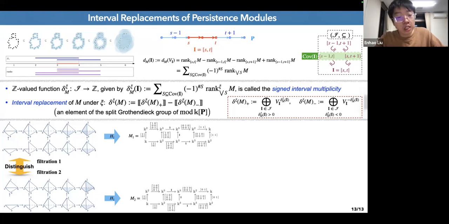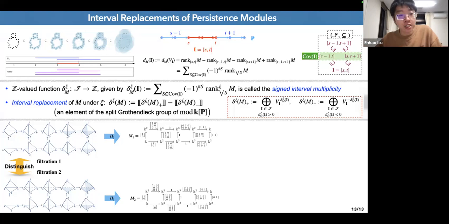So the interval multiplicity and rank invariant can recover each other by the Mobius inversion formula. So if we already generalize the rank invariant by the compression multiplicity or interval rank invariant, and then we do the Mobius inversion formula, an alternating sum of the interval rank invariant, it should give you another invariant, right? We call this the sign interval multiplicity.